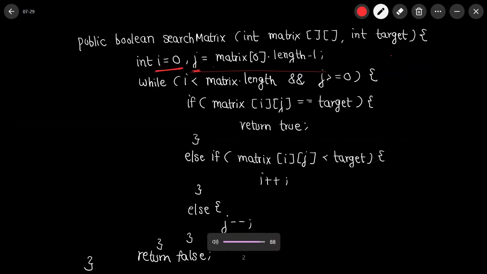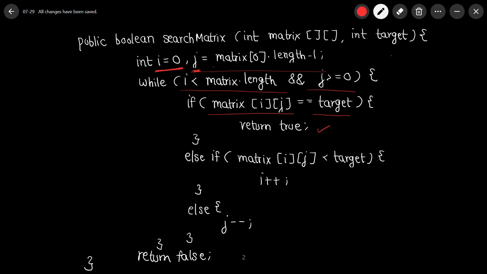So that's why I wrote these two conditions, that we would continue our process and our search until these two conditions are met. So I hope this condition is clear. Then the thing is simple. This matrix of ij is nothing but the current cell's value. If it is equal to target, we simply return true.